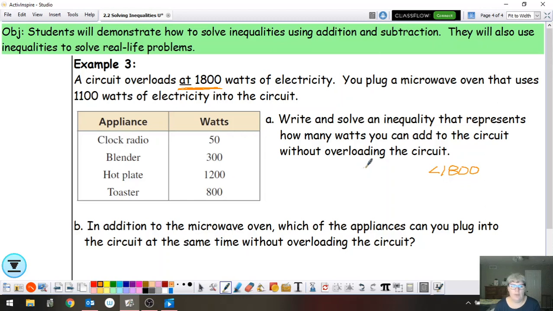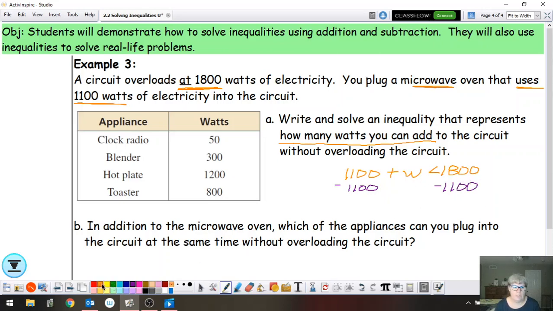And we know that the microwave uses 1100 watts. So we know we're using that much. And then it's saying how many watts you can add. So I'm going to have plus W to the circuit without overloading it. So this is writing the inequality. This is what it means to write an inequality, and solve an inequality is now what I'm going to do next. So I'm going to solve for W by subtracting 1100 from each side.